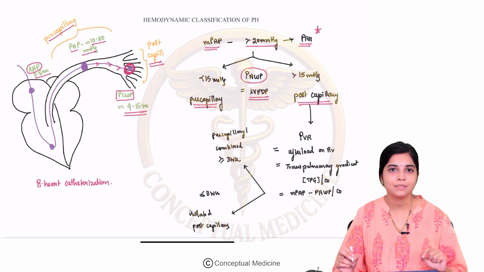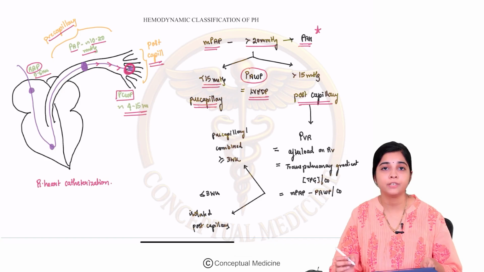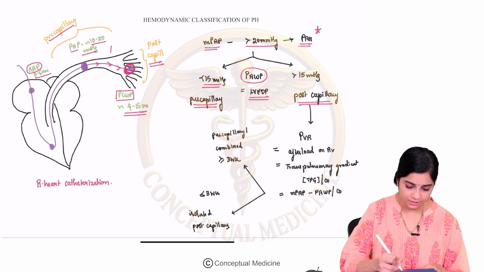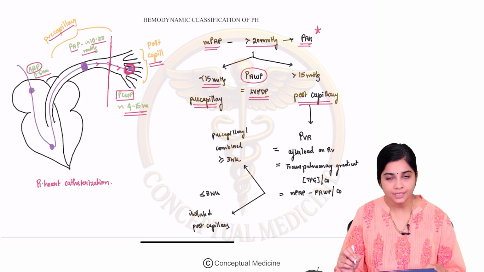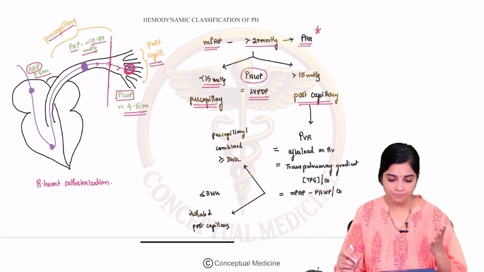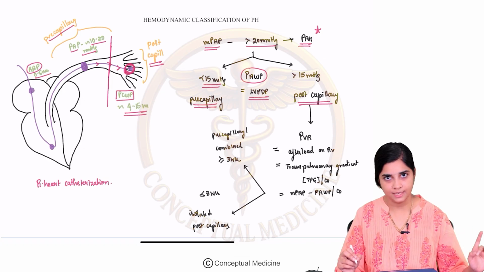So in pre-capillary pulmonary hypertension, the pulmonary artery wedge pressure is less than 15. It is not going to be affected. So for any cause of pulmonary hypertension up to the pre-capillary portion, the pulmonary artery wedge pressure will be less than 15.